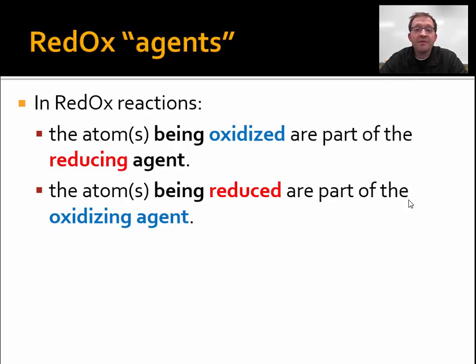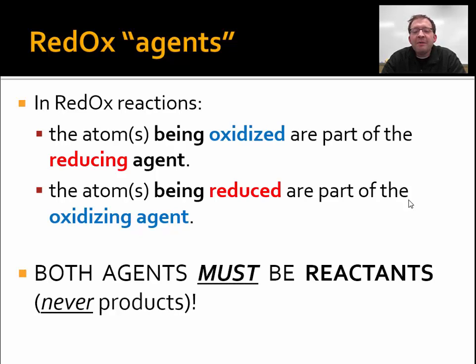Let's look at a couple of examples and see if this can make sense a little bit better with examples to look at. Keep in mind as you're assigning agents, the jobs of oxidizing and reducing agents in an equation, that both the oxidizing and reducing agents must be reactants.